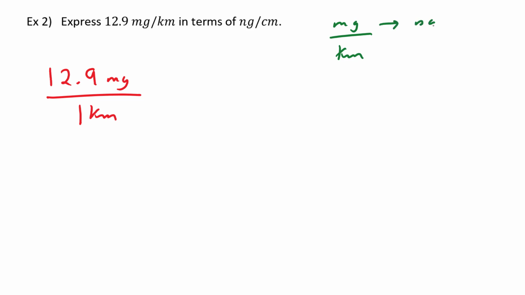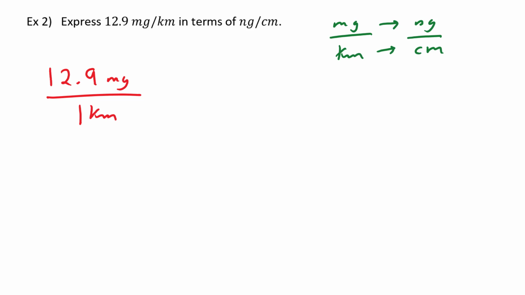Let's work through example 2. So as always, we're going to write down what we're given. We're given 12.9 milligrams per kilometer. I'm just going to put a 1 there to signify that would be the unit there. We have milligrams per kilometer, and I want to go from milligrams to nanograms, and I want to go from kilometers to centimeters. So I'm going to draw a little game plan here.